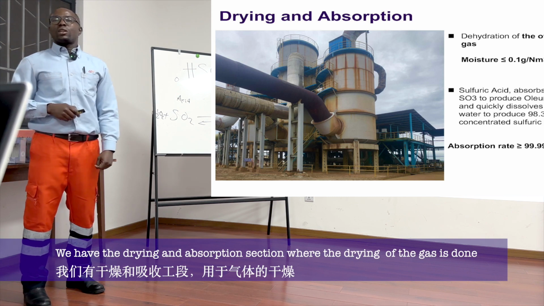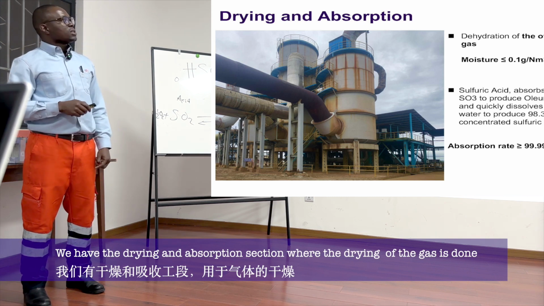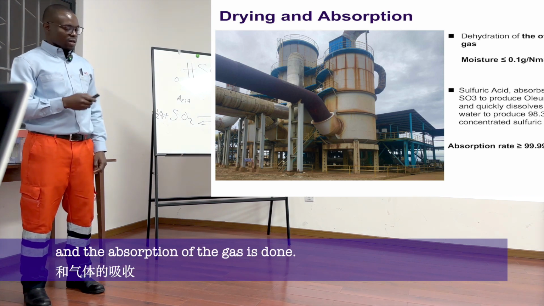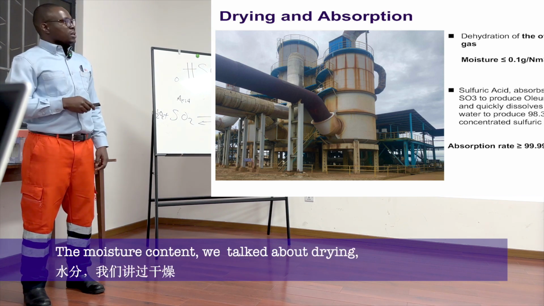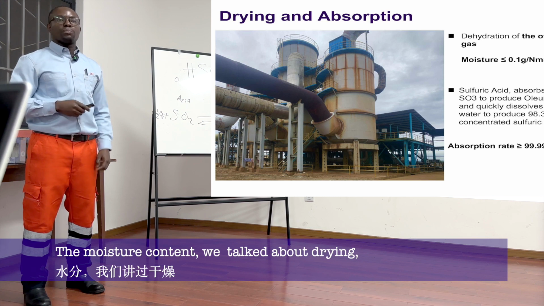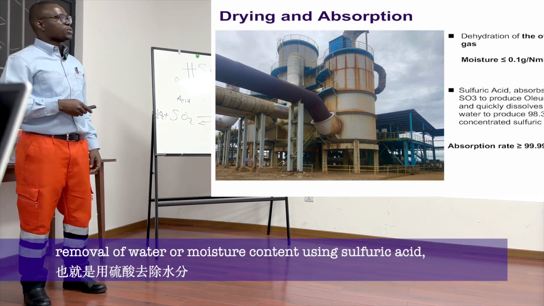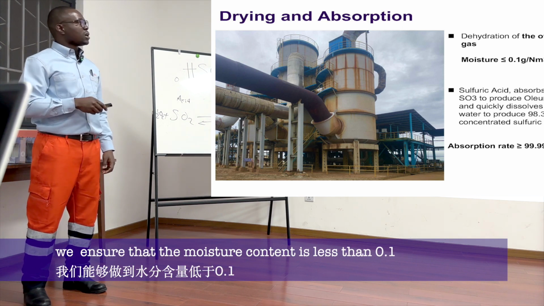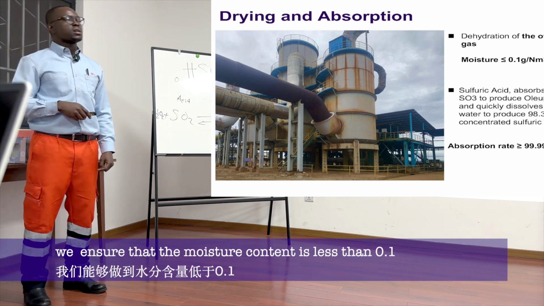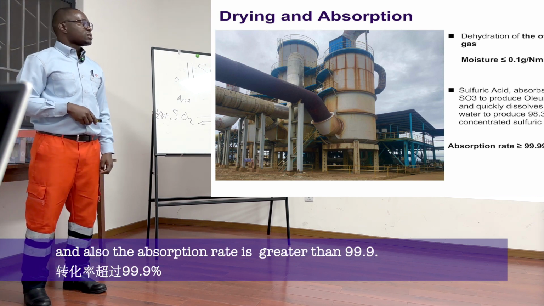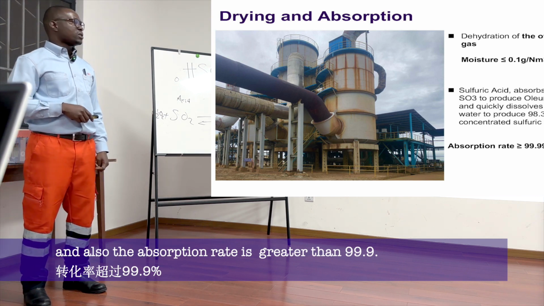We have the drying and absorption section, where the drying of the gas is done and the absorption of the gas is done. The moisture content, we talked about drying, removal of water or moisture content. Using sulfuric acid, we ensure that the moisture content is less than 0.1. And also the absorption rate is greater than 99.9.